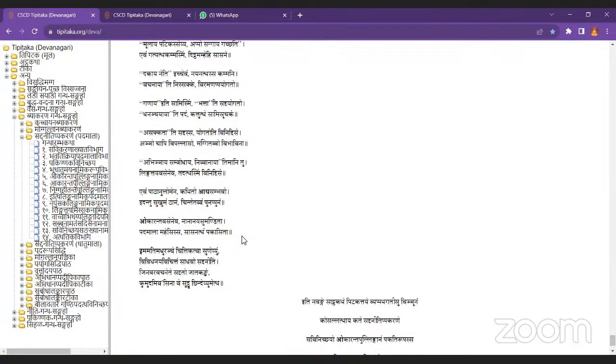Okaranta Vaseneva, decorated here. Nana Naya Sumandita, that means decorated with the various patterns of the account of O endings. Padamala Mahesisa, garlands of noun forms of the great sage. Who is the great sage? Buddha is the great sage. Sasanatam Pakasita, illustrated for the purpose of the sasana.